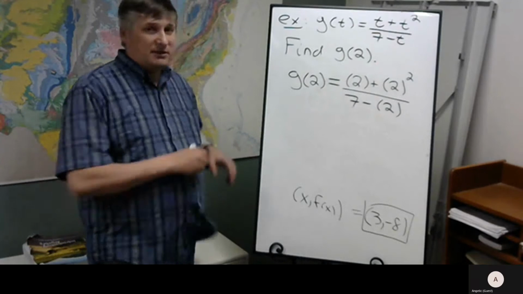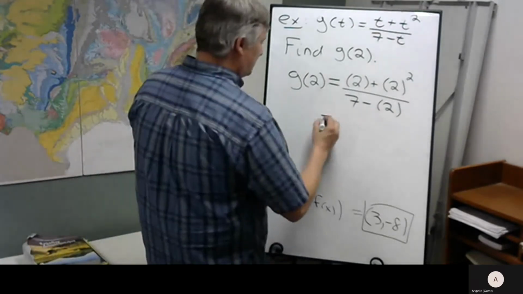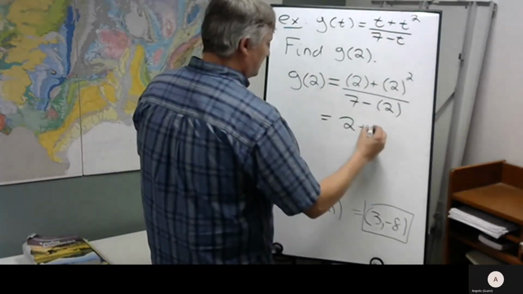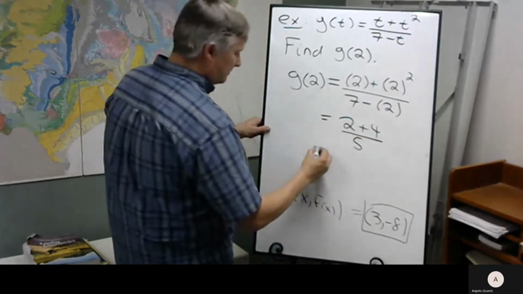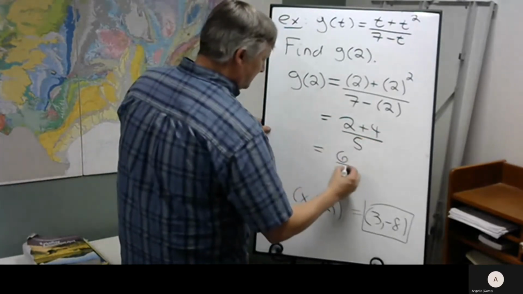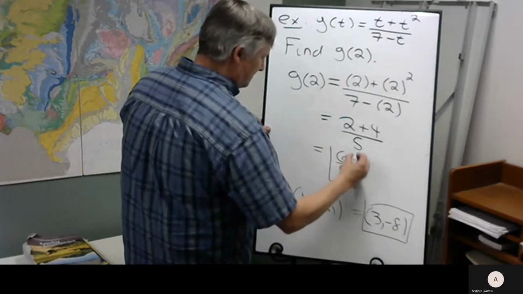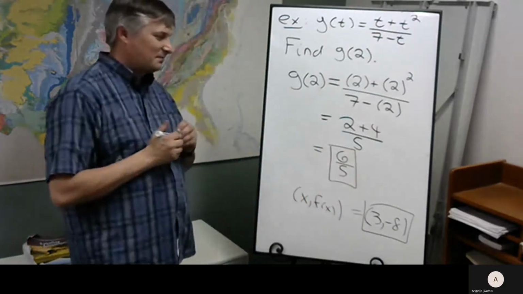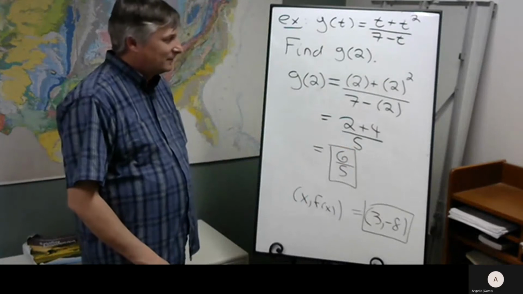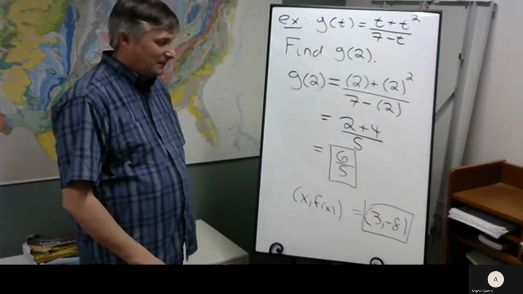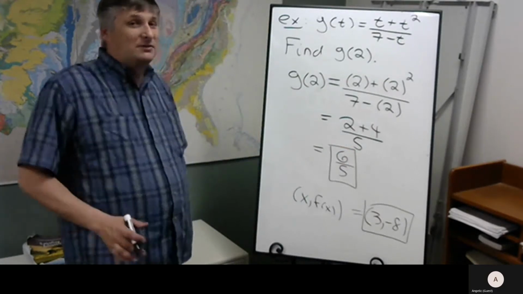So this means we have 2 plus 4 over 5, or 6 fifths. That's going to be our answer. Questions about that?